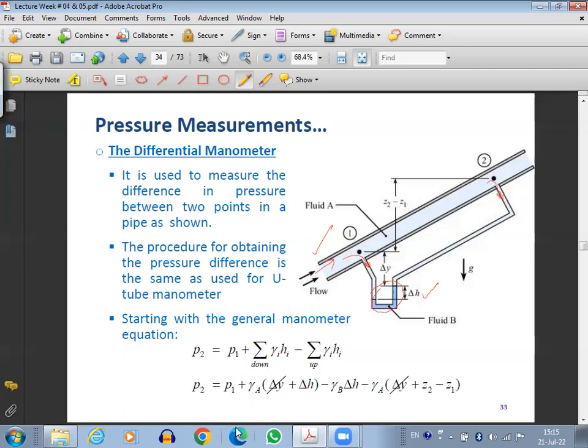Again, our methodology for finding the equation would be the same. Let's have a look here.